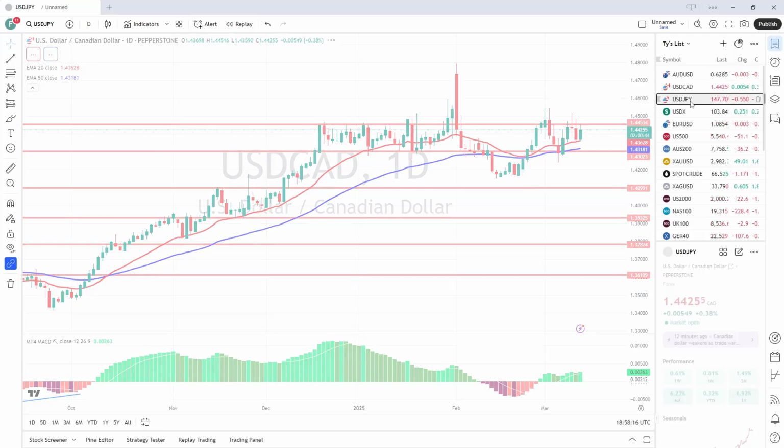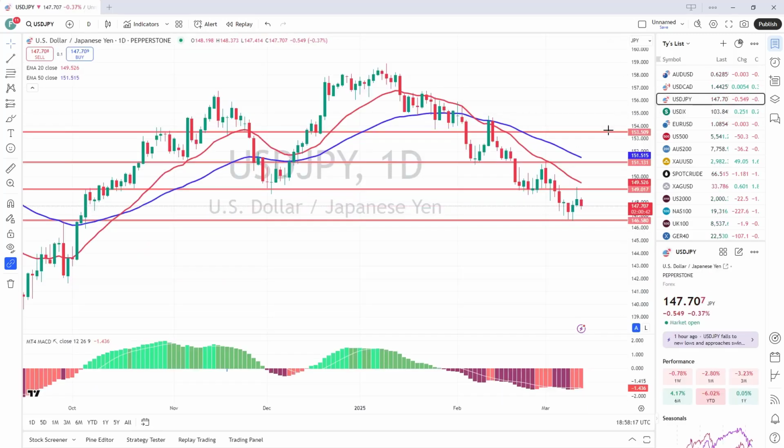All right, we'll move over to the US dollar yen now. And this has been perfectly behaved again from a technical standpoint. It's been really, really good all the way down. Just like it was on the way up, it's behaving itself perfectly on the way down. And you can see this week was no exception.